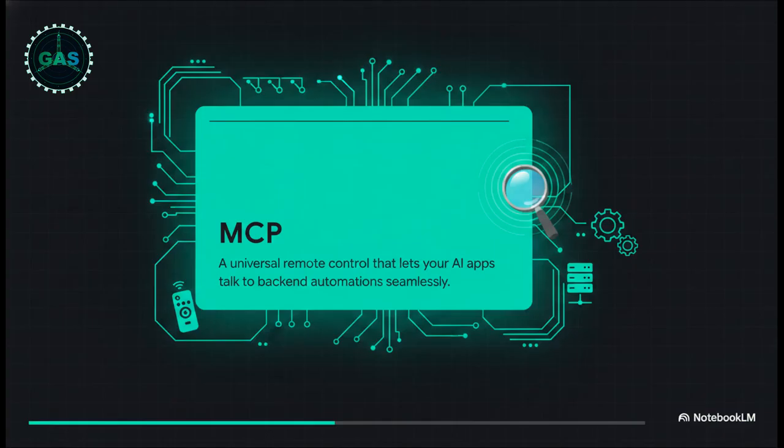And this brings us to what is absolutely crucial, the Model Context Protocol, or MCP. Think of MCP as a universal remote control for your business. It allows your AI application to communicate seamlessly with your back-end automations, completely bypassing the need for complex, expensive coding. It's the bridge that turns a basic chatbot into a fully operational, revenue-generating system.